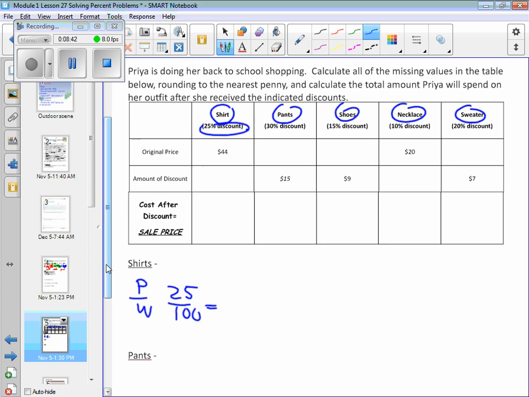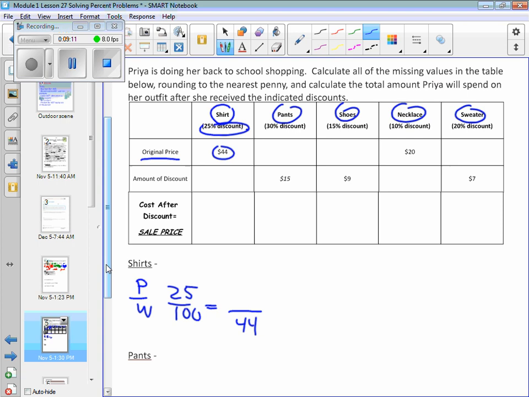Okay, they give you 44. You have to decide, based on the chart, is that the whole or the part? Chad. How do you know? Because it's the original price. Okay, it's the whole. When you see the words original price, automatically that's going to cue you in that it is the whole. Whole goes on the bottom as 44.